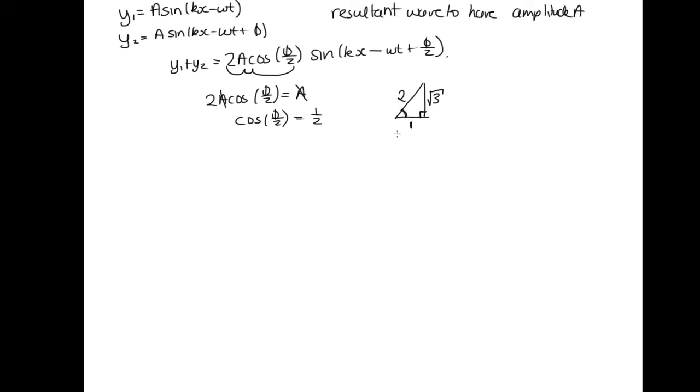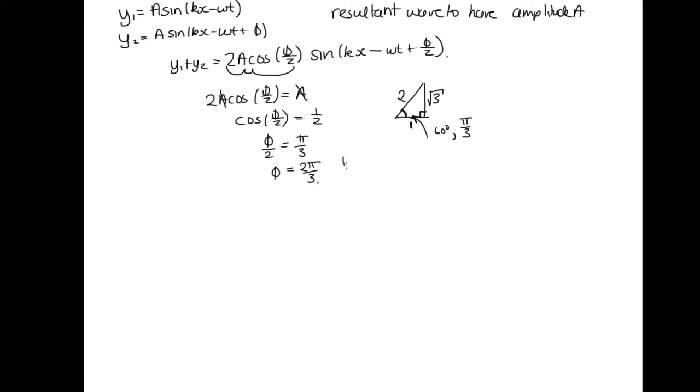So this is the angle that we want in here, and that's one of the angles on an equilateral triangle. So that angle in there is 60 degrees, or in radians, it is equal to pi on 3. So what we have is that phi on 2 is equal to pi on 3, because cos of pi on 3 is equal to a half. So this tells us that phi is equal to 2 pi on 3.